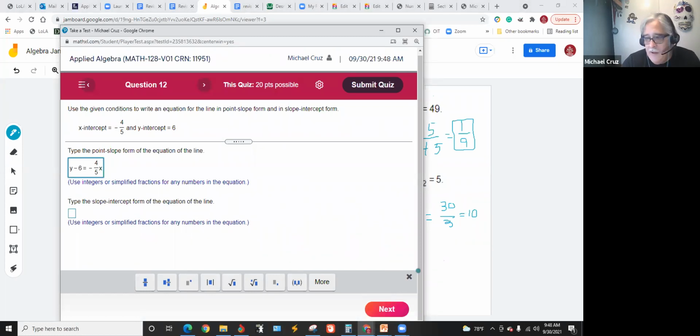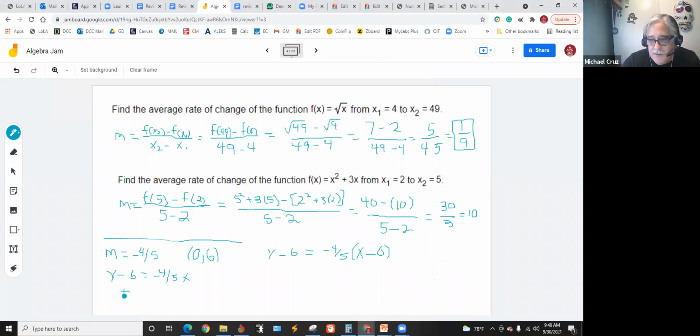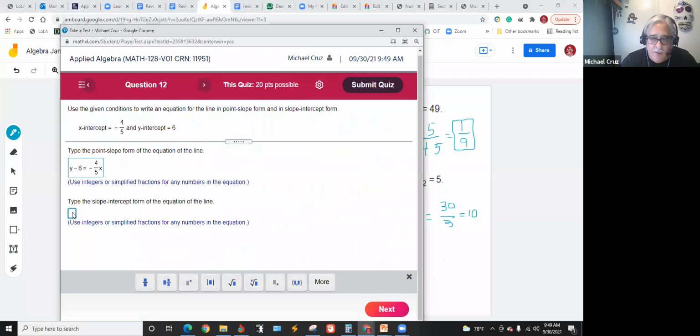Now, to get it in the final form, we're just going to plus 6 both sides. So then this is going to be y is equal to negative 4/5 x plus 6. And essentially what it amounts to is, since they're giving you the slope and they're giving you the y-intercept, you could just jump straight to this one if needed to. But this one's asking for both.